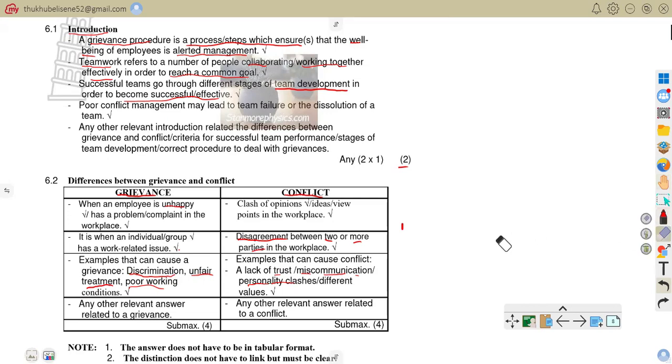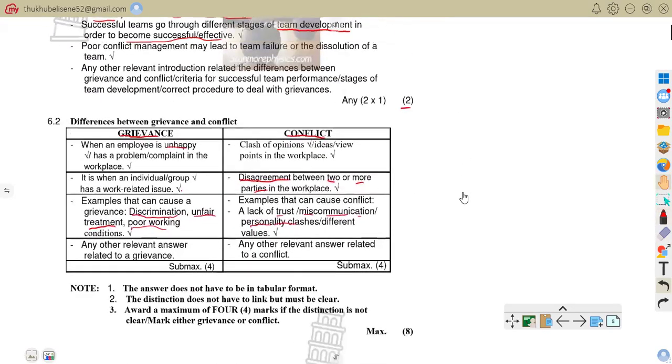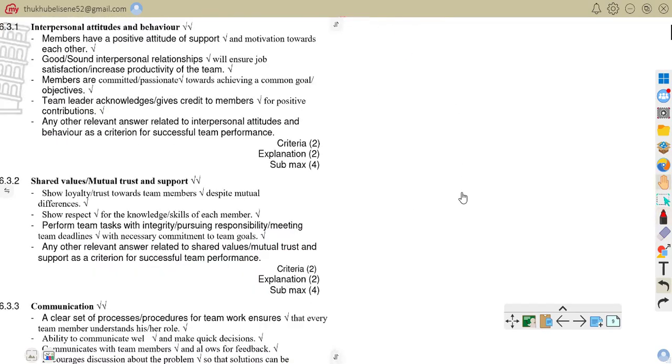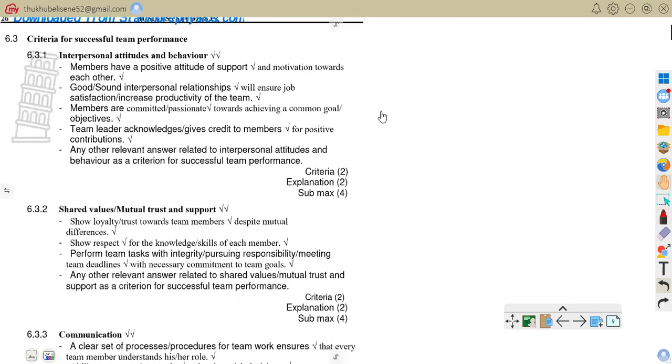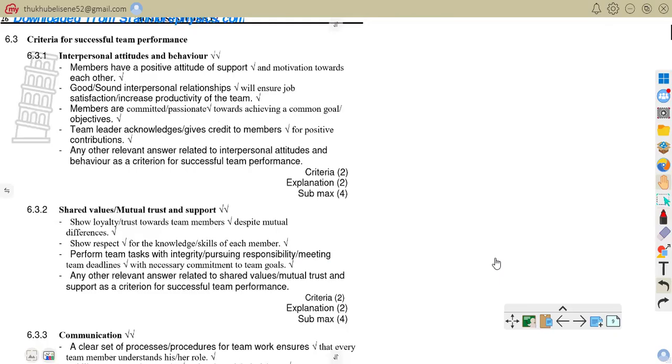So let us move on. Now we are on another aspect, criteria for successful team performance. Which criteria are we to use to make sure that the team is going to perform very well?